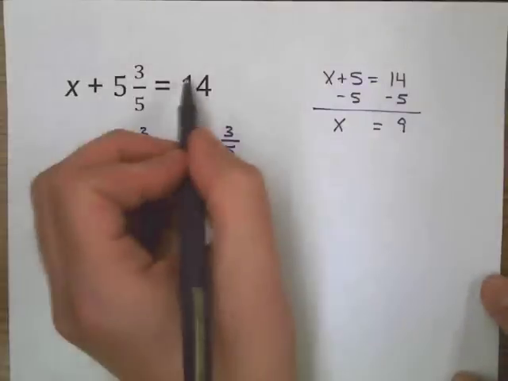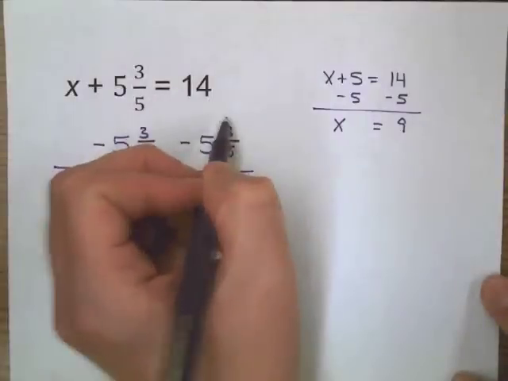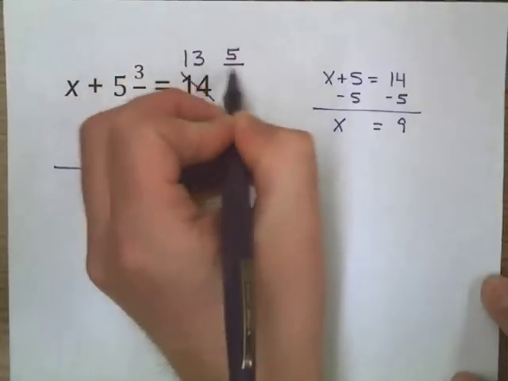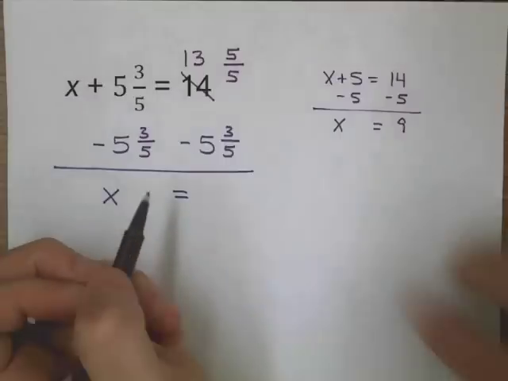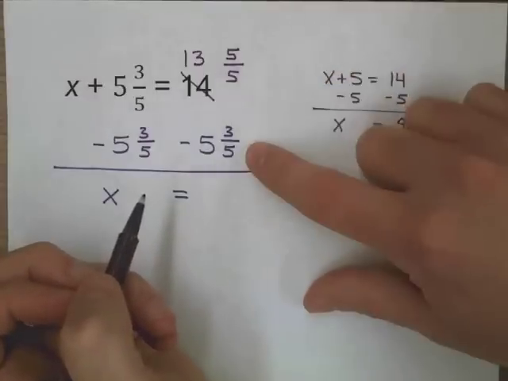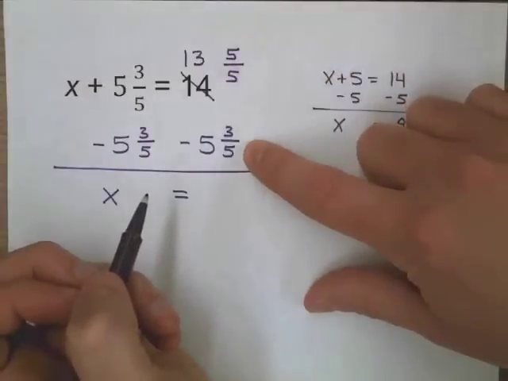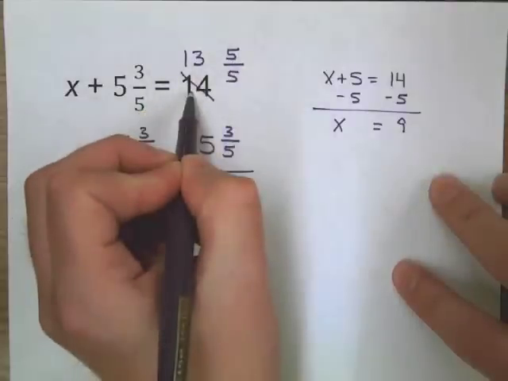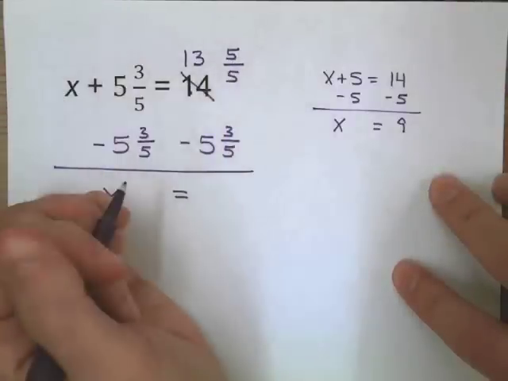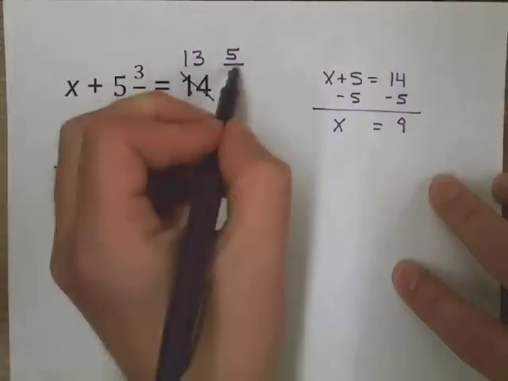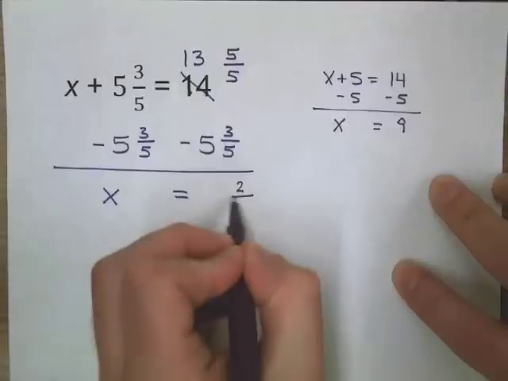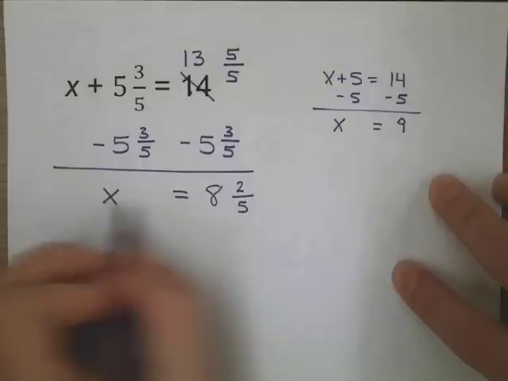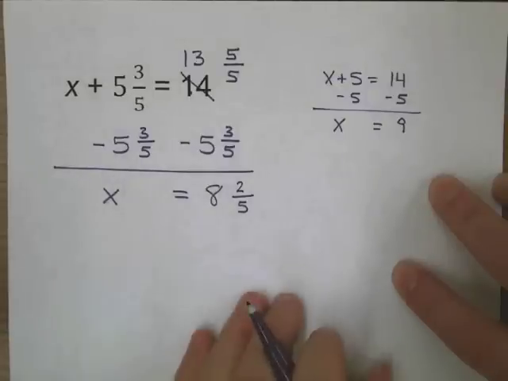Instead of thinking about this as 14, I'm going to think about this as a 13 and 5/5. That way I have some fractions over here that I can subtract from. So 13 and 5/5, remember this is one whole, it's going to be the same as 14. I'm just looking at it in a little bit different way. So 5/5 minus 3/5 is 2/5. And 13 minus 5 is 8. So x is equal to 8 2/5.